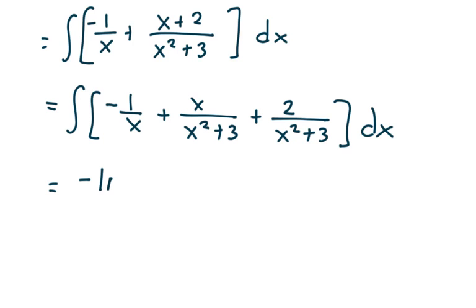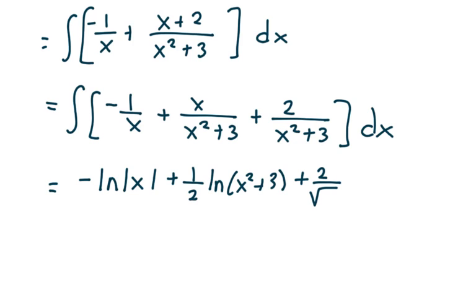And so this is negative natural log of the absolute value of x plus, if we do a u substitution on the second term, 1/2 natural log of x squared plus 3, plus. Now, this is an arctangent problem, and so this is going to be 2 over square root of 3 arctangent of x over root 3, I claim, plus C.